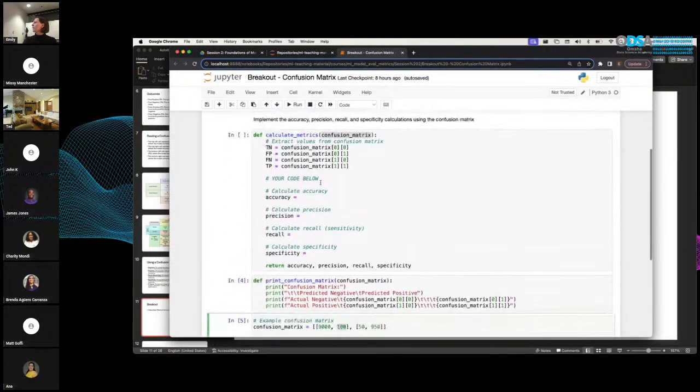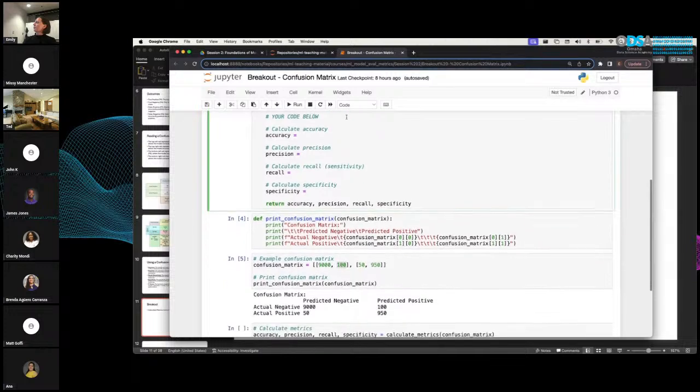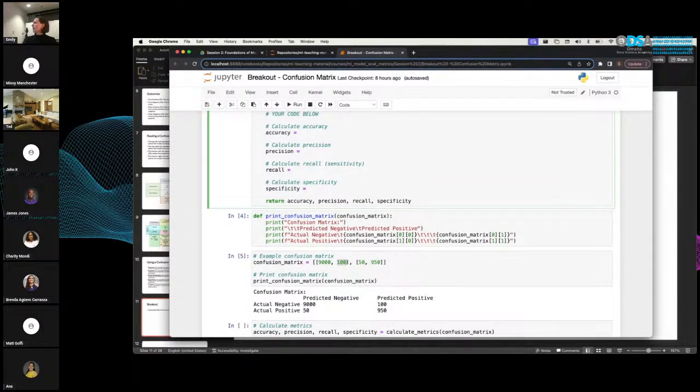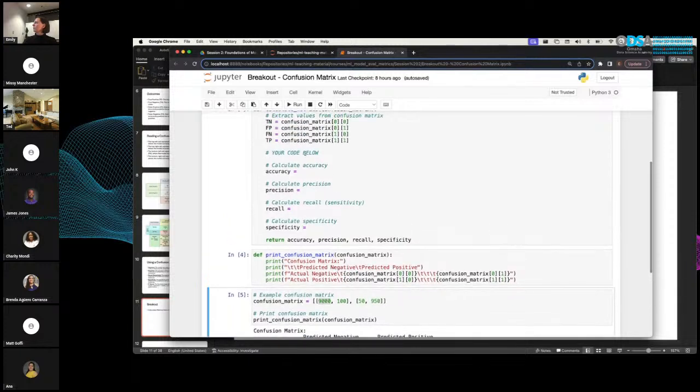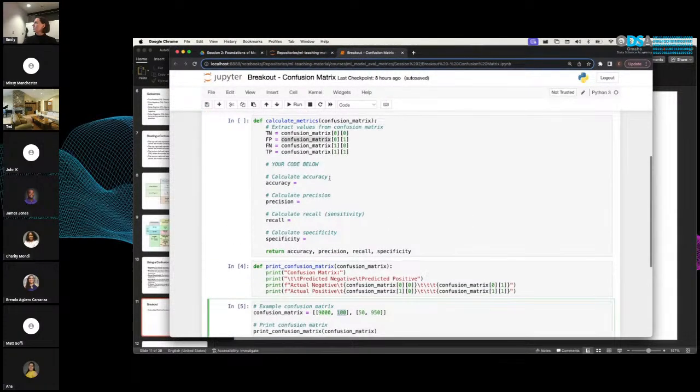Then I assign these to these values. We have true negative equals confusion matrix at 0, 0. What that means is 0, 0 is right here. It's the first position in the first list, this 9,000. That's predicted negative, actually negative, which is true negative. I just go through and grab each one. Confusion matrix at 0, 1 is the second position in the first list, and those are the false positives.